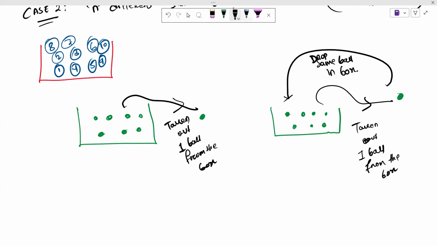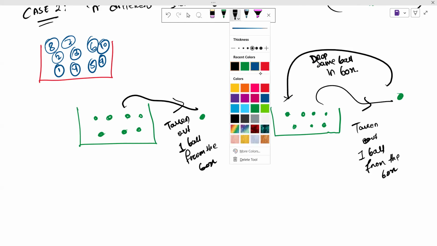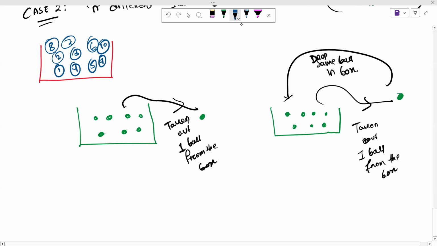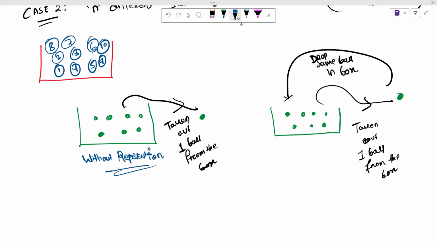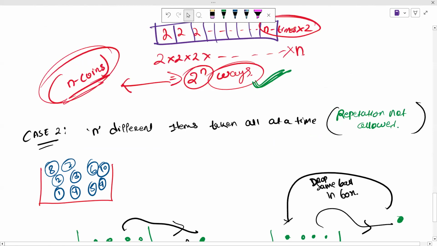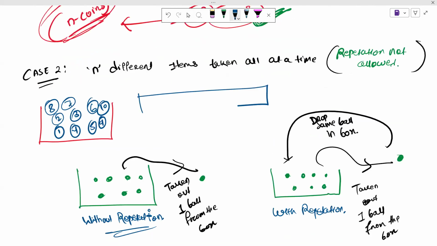So it means this case is known as with repetition, or replacement. This other case is without repetition or replacement. Here, whatever ball is picked will never repeat.